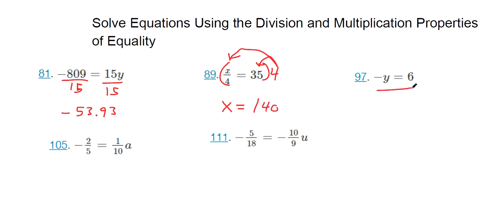And then over here we got negative y equals 6. That's not quite a solved equation. We still need to get y by itself. So some people say, hey, multiply both sides by negative 1. You could divide both sides by negative 1. Either way, it's a balanced step, and it does the same thing. You get y equals negative 6.